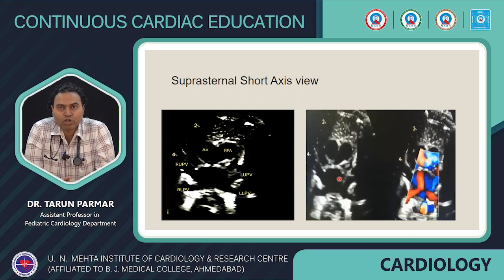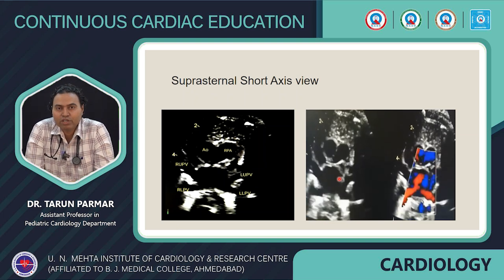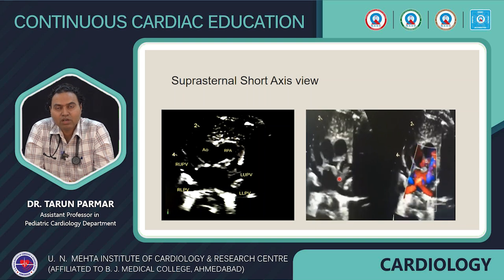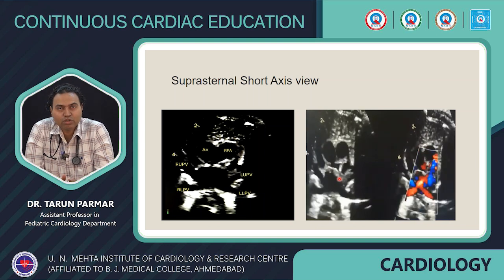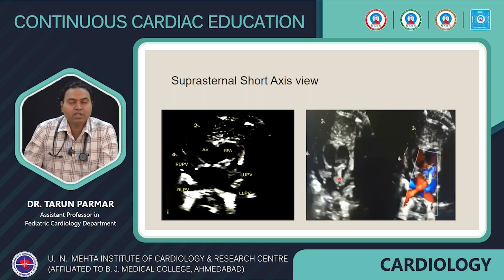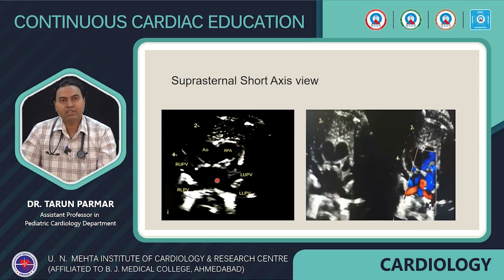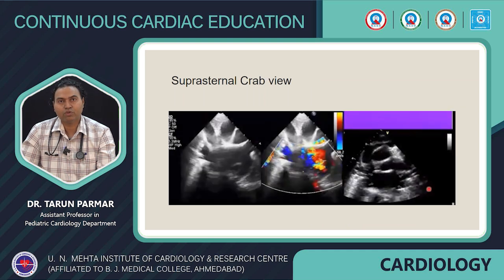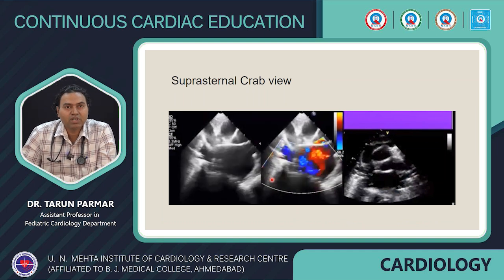This is the suprasternal short axis. The most important views are the suprasternal short axis view and the crab view, and the parasternal short axis view. Here you can see all four pulmonary veins draining into a common confluence. This is the left upper pulmonary vein, this is left lower, this is right upper and right lower. This is the Doppler interrogation of those. The suprasternal crab view.